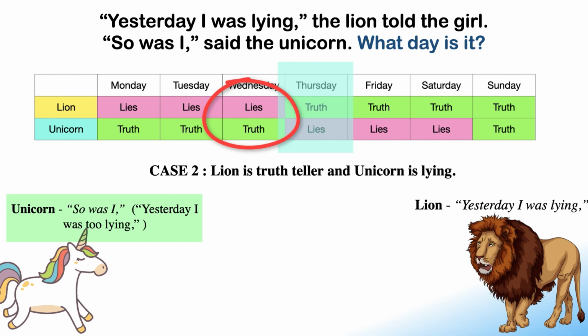To simplify, on Thursday, lion tells truth, whereas unicorn lies. On Wednesday, lion is lying, which makes lion's statement, that is "yesterday I was lying," true for Thursday. Unicorn tells truth on Wednesday, which makes unicorn's statement false for Thursday. Since unicorn lies on Thursdays and here unicorn is lying, it is behaving as per the given data.